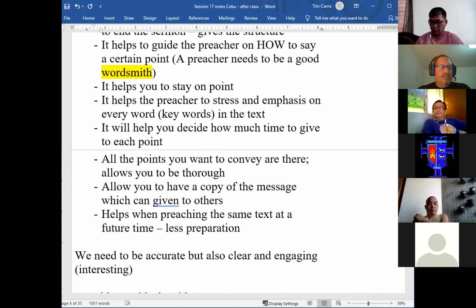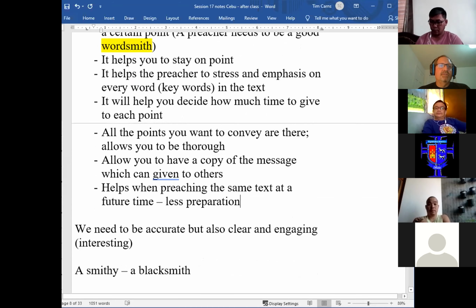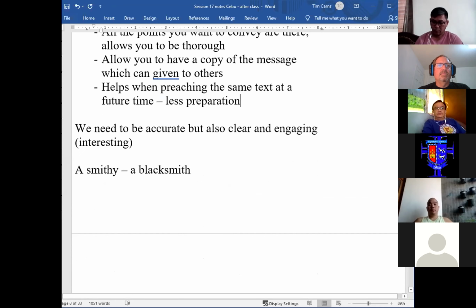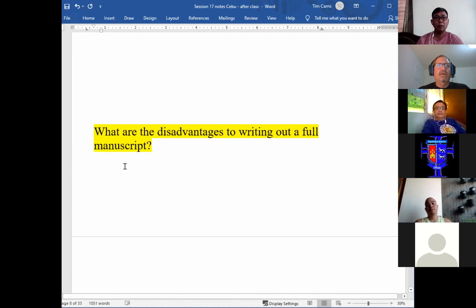All right. So we can see there are several advantages, but at the same time, there are some disadvantages to writing out a full manuscript. Now, again, we're just talking about writing out the manuscript. We're not talking about what you use to preach from yet. But what are some disadvantages we need to think about or consider? You guys have any thoughts?